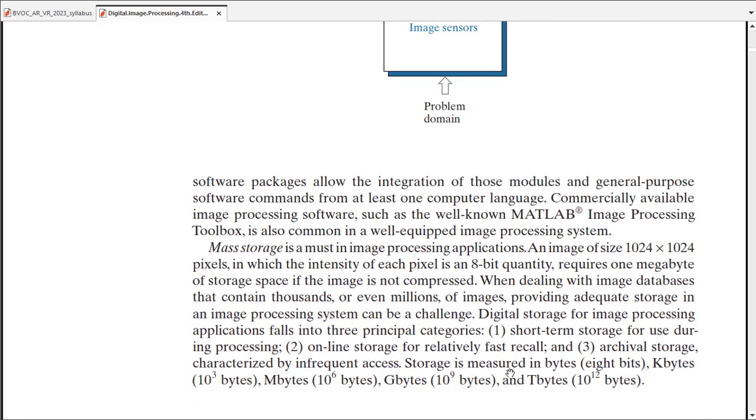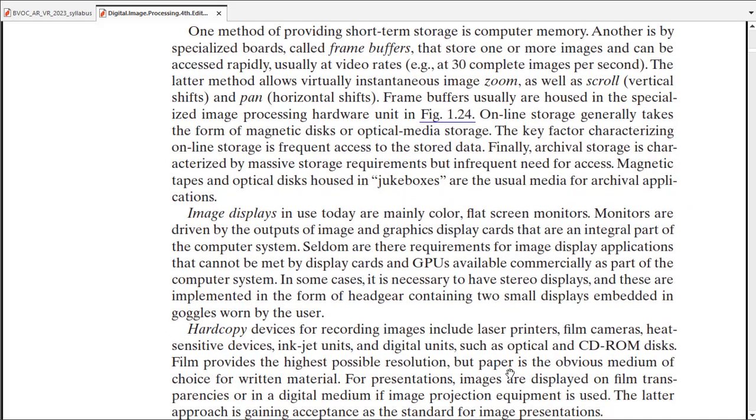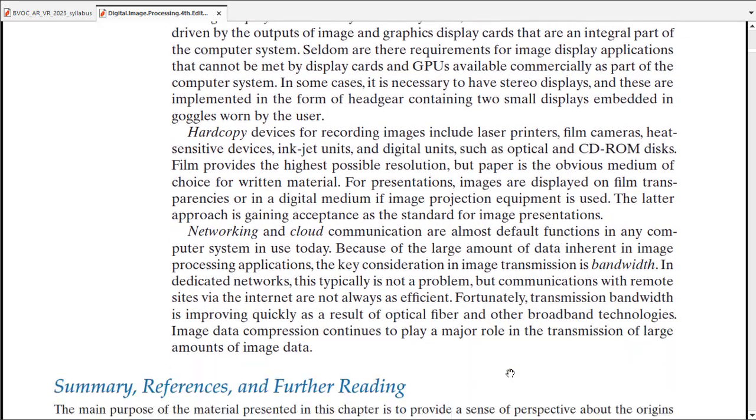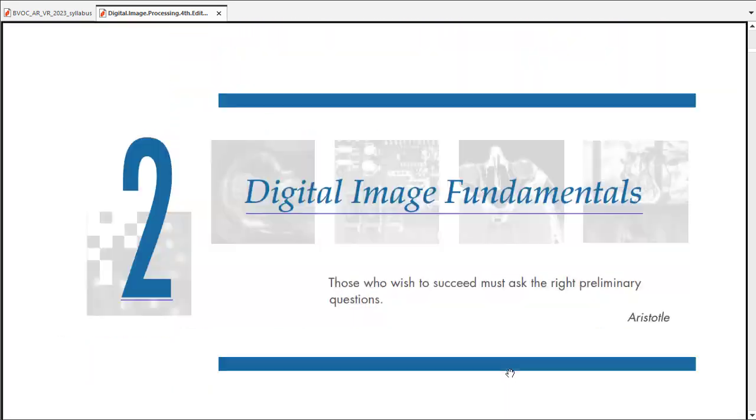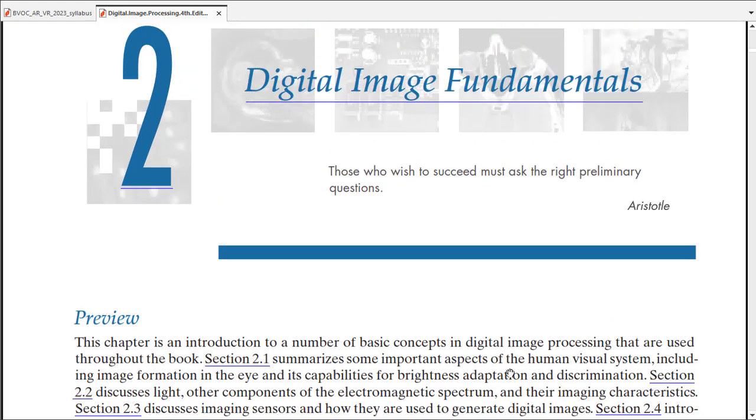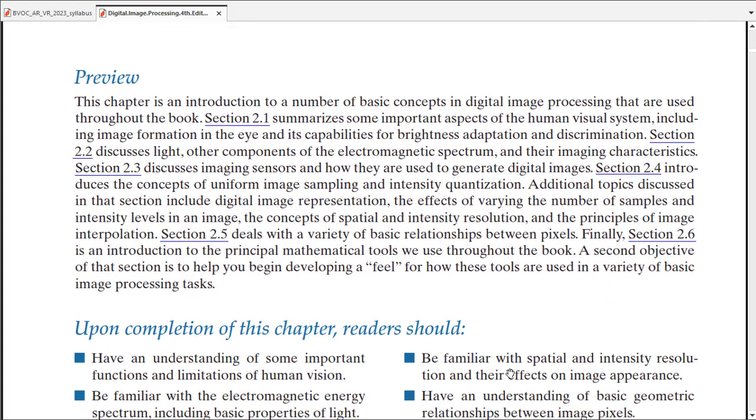So these are the main components in image processing techniques. These are the first fundamentals. Now, the digital image fundamentals.